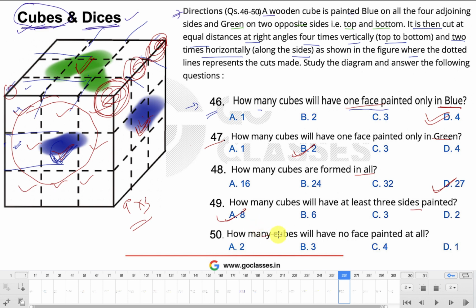How many cubes will have no face painted at all? So you already know, we first painted this cube and then we cut this cube. It means how many cubes will be there which are not painted? So there will be a cube in this middle layer. These cubes are painted and the bottom cubes are also painted. These cubes are also painted. Only one cube in the center is not painted. So D is the answer. You have to visualize all the cubes, then you can solve these questions.